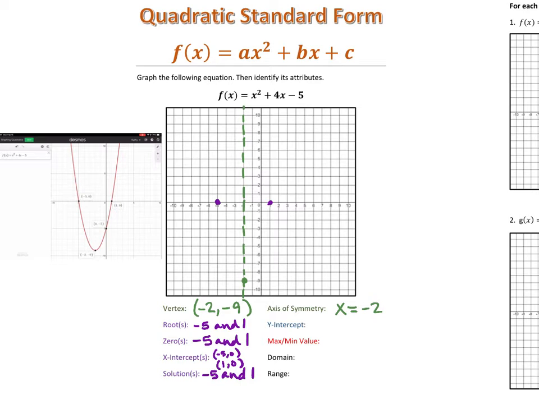Now, last thing that the Desmos will give you is the y-intercept, 0, -5. It is also my c value. So in standard form, it's going to be that last number, -5. My y-intercept is 0, -5.